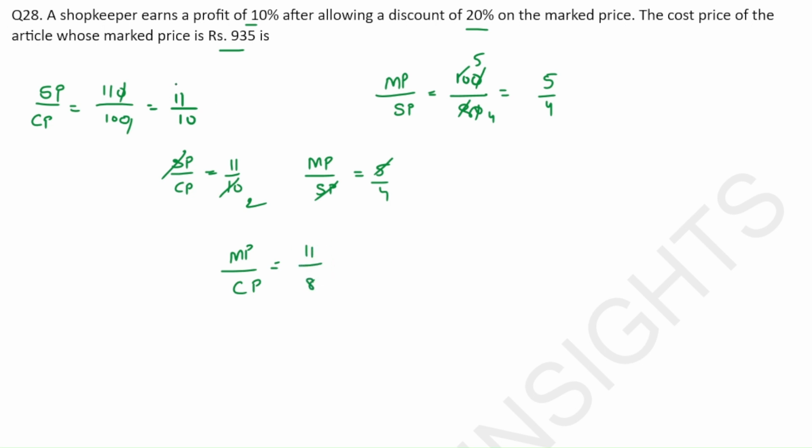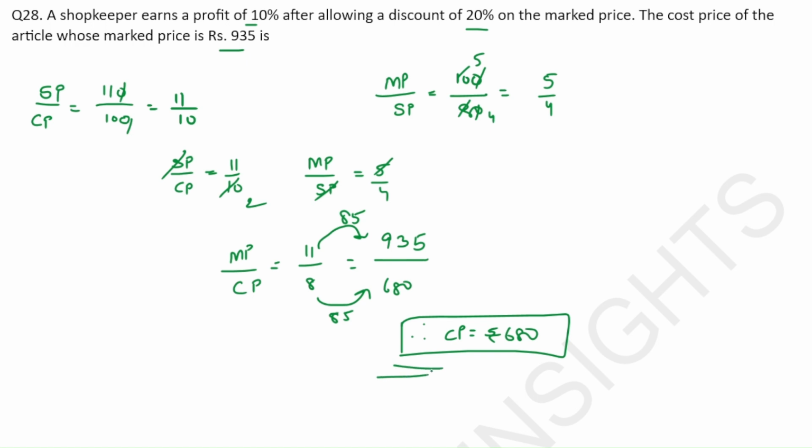So in the question, the mark price is given as 935, right? So that means 11 parts is rupees 935. So one part will be how much? So 11 times how much is 935? So 11 times 85 is 935. So that means the cost price will be how much? To find the cost price, it will be 8 into 85. You will get 680. So therefore, the cost price is rupees 680. So this is how we solve. We'll solve more examples so that this concept will be clear to you. So let's go to the next question.